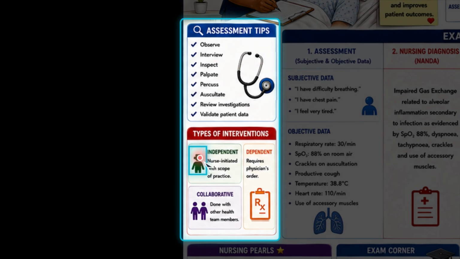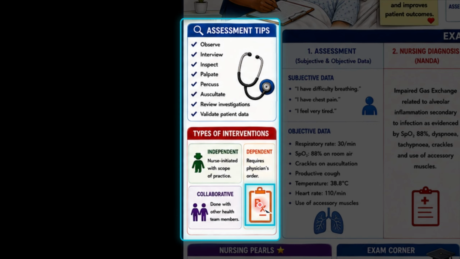Nursing actions fall into 3 distinct regulatory categories. First, independent interventions. These are nurse-initiated actions performed autonomously within the legal nursing scope of practice, such as patient repositioning, skin assessment, or teaching deep breathing techniques. Second, dependent interventions. These require an explicit physician's order or prescription, such as administering medications, ordering diagnostic imaging, or applying supplemental oxygen beyond standard protocols.